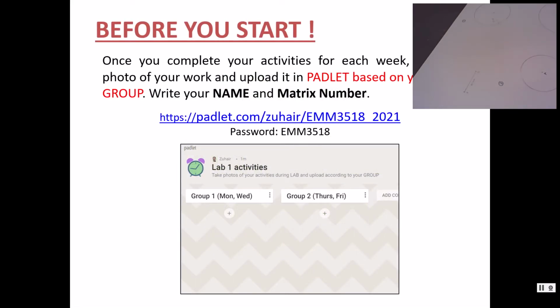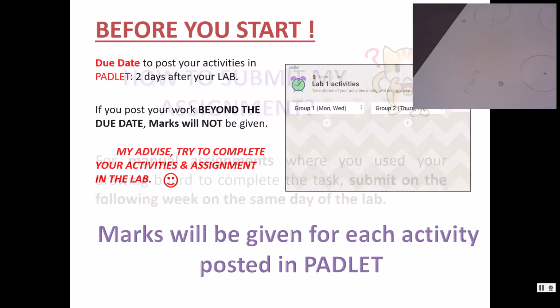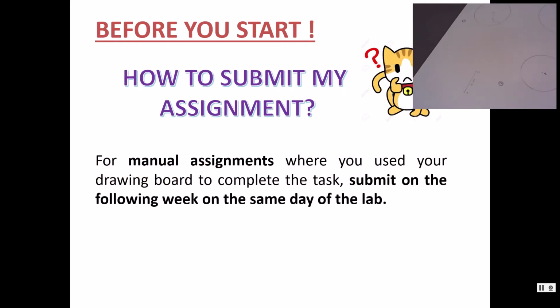Before we start, again, I just want to remind all of you, after you complete all the activities in this lab, please take a photo of your work and upload it in the Padlet. Don't forget that the password is EMM3518, and you have 2 days to do so if you want to get marks for that. And for the assignment, please do the assignment of this lab 2 and submit it the following week.